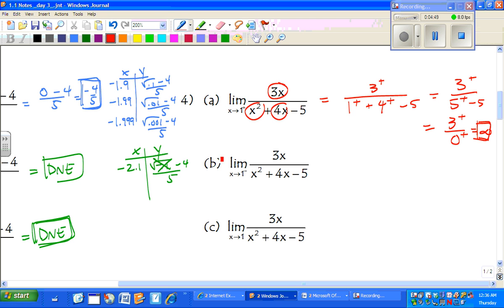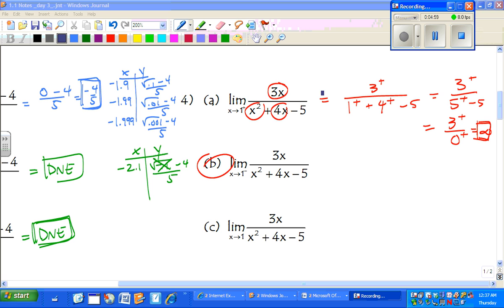All right, go ahead and try part B on your own. Work with your partners, your groups, ask questions. Go ahead and pause this and start it up in a little bit when people are ready.